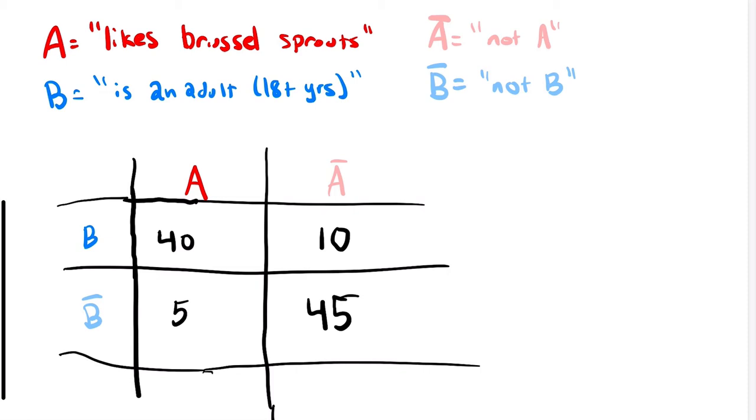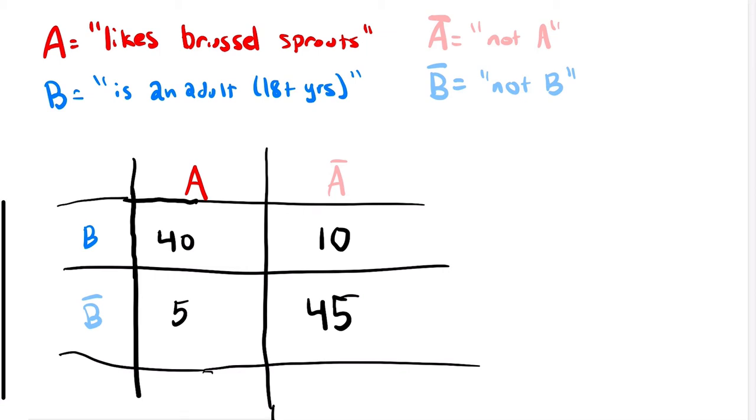And then here, on the right, I'm going to put a bar on the top to say the opposite of whatever event is underneath. So bar B means not an adult, in other words, 17 or younger, and bar A means does not like Brussels sprouts.